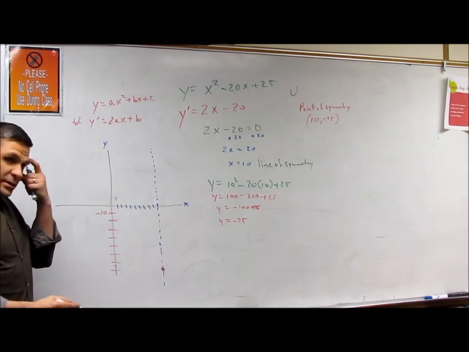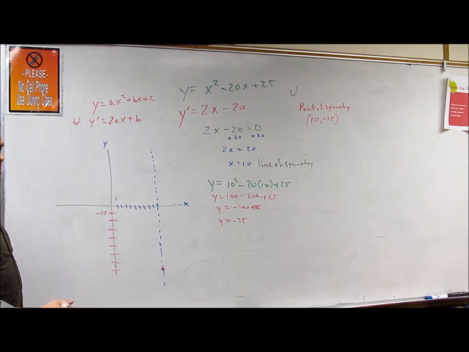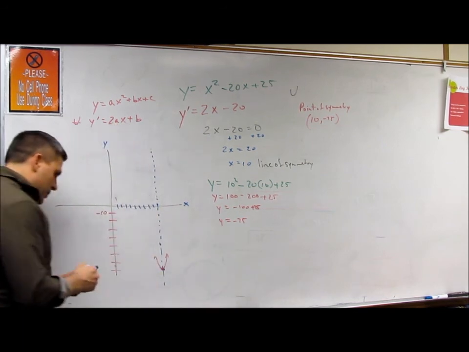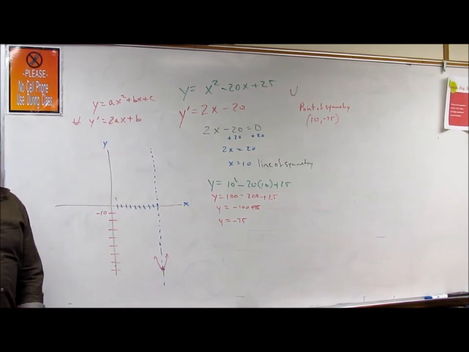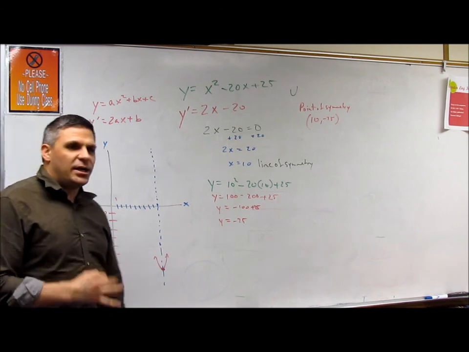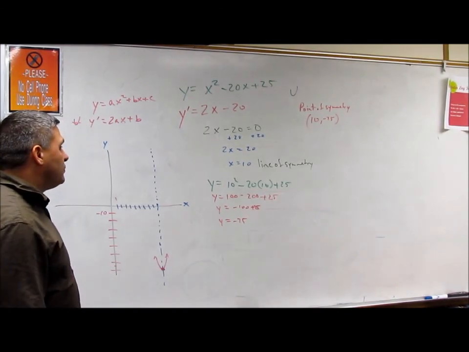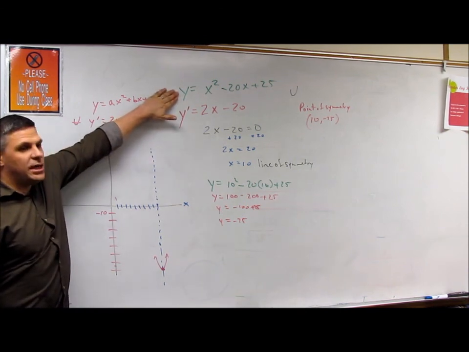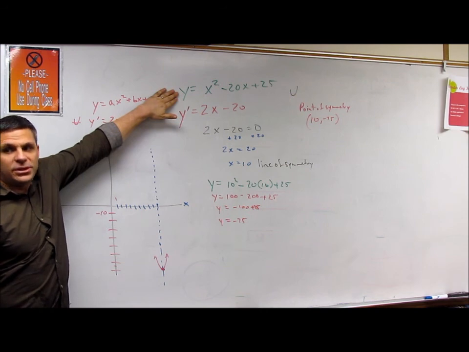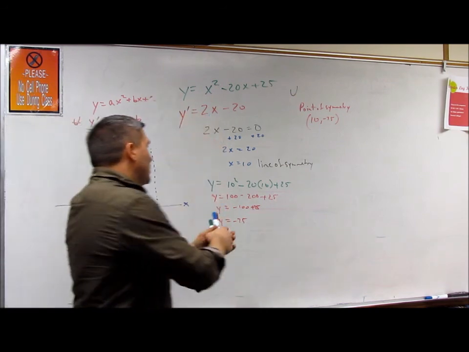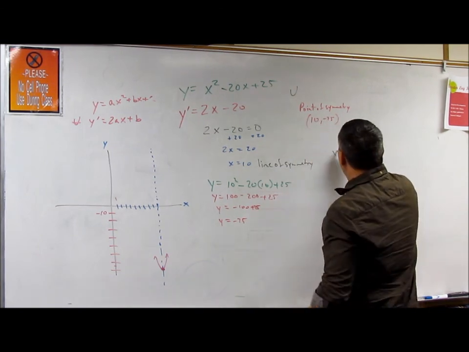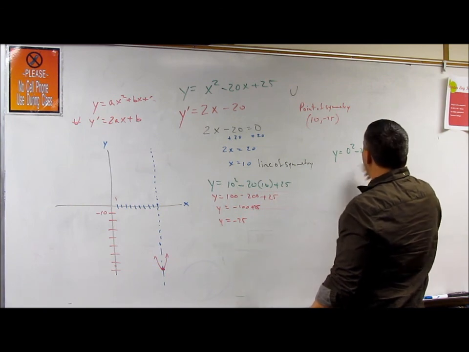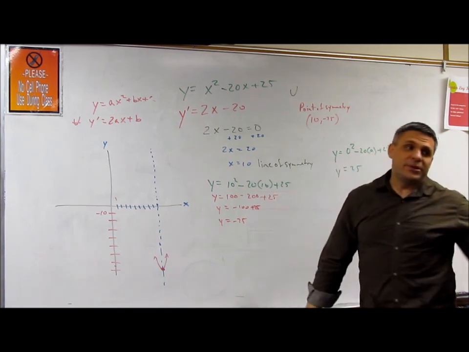And what's happening here? Is it opening up or opening down? Up. So we know we're coming up. But I don't know exactly where to. So, what's the easiest point to plug in? The easiest value to plug in to my equation. 0 for x. So, let's do it. Y equals 0 squared minus 20 times 0 plus 25. Y equals 25. Yeah, that was pretty easy.